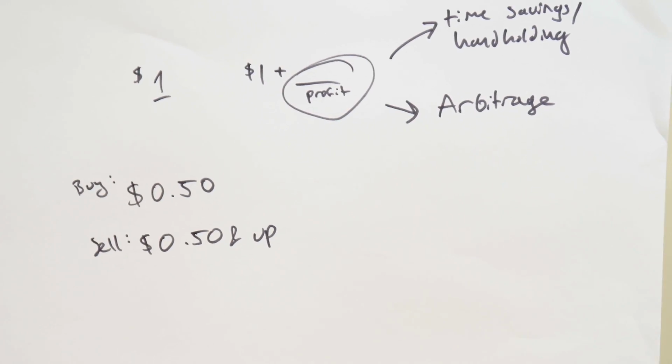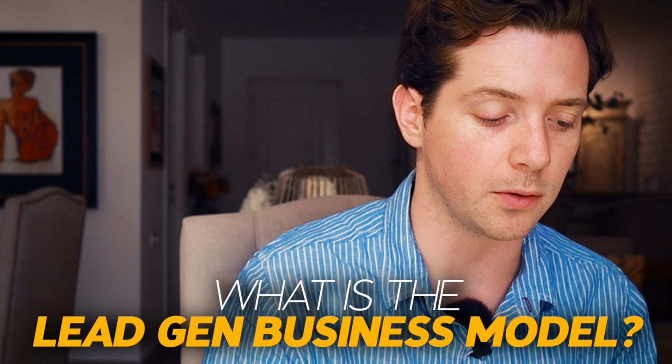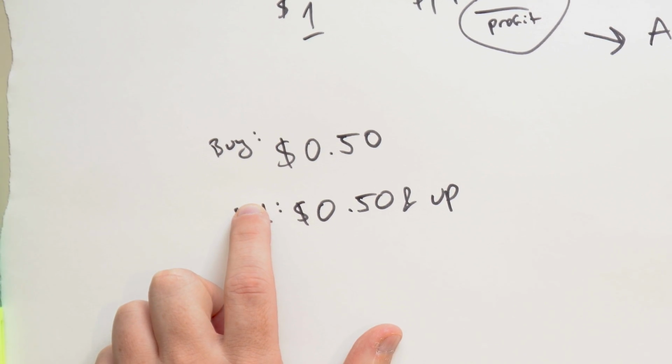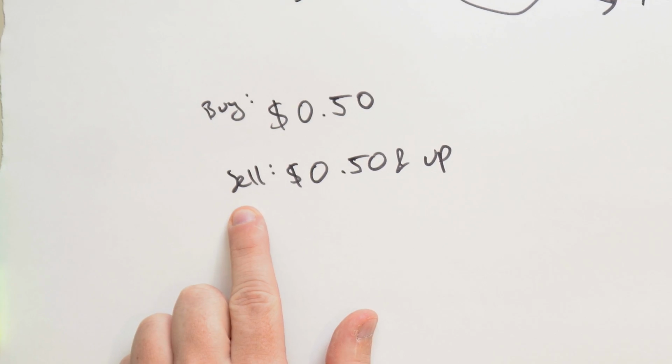That is arbitrage. So what is the lead generation business model? Well, you download leads from LeadShark, you sell them to customers on various other platforms, and you make a profit, you make money. That is the lead generation business model.